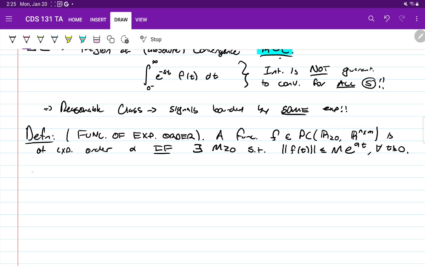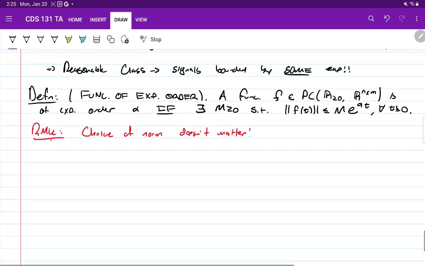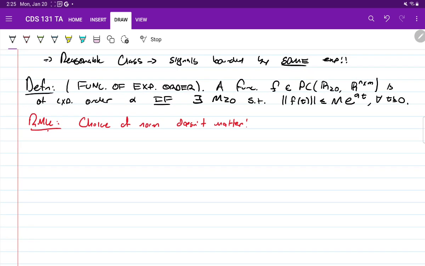All right, and just as a quick side note, since we're working in a finite dimensional space, R^(n by m), the choice of norm doesn't matter. Okay, this is just due to norm equivalence on R^(n by m). Okay, fantastic. So let's see more formally how these things interact with the Laplace transform. Let's actually confirm that these signals give us a non-empty region of convergence.